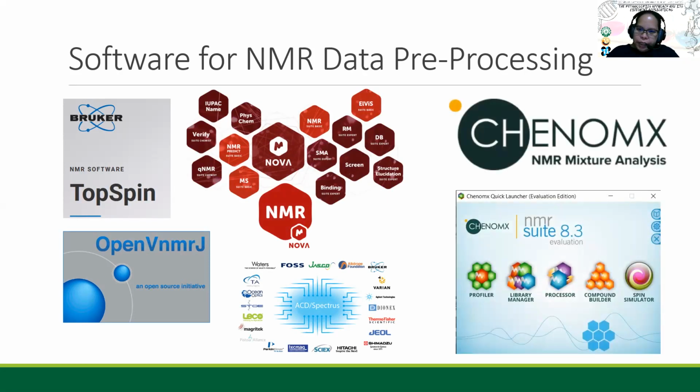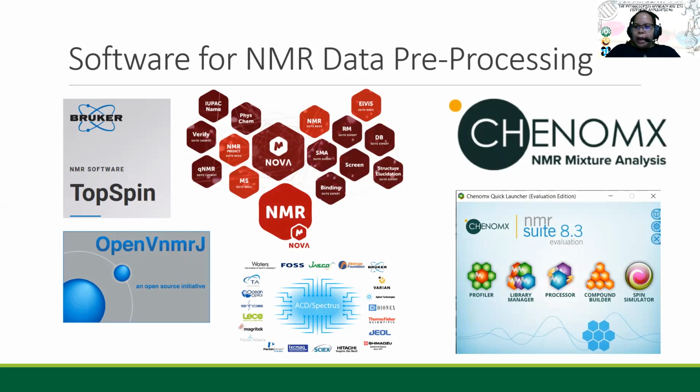Lastly is Chenomx. So Chenomx is actually specific for NMR. It has functionalities that allow you to process as well as to profile. Later on, I will show you how you make use of Chenomx for profiling. So it allows you to perform quantitation on the data that you acquired. And it has capabilities for you to build your own library.